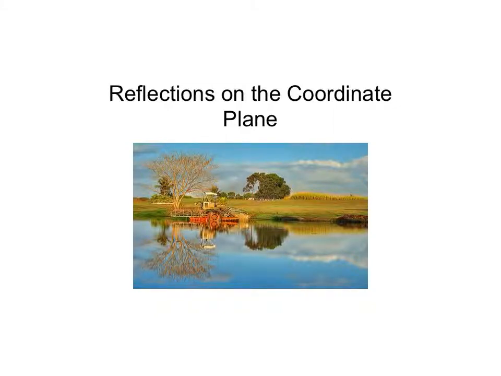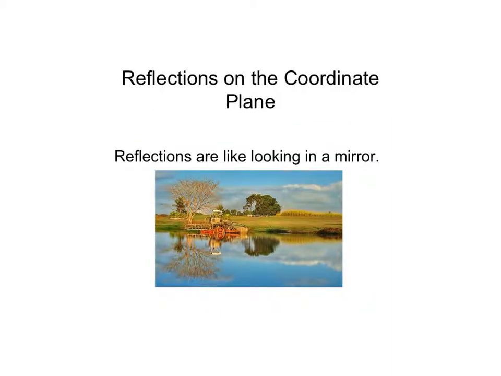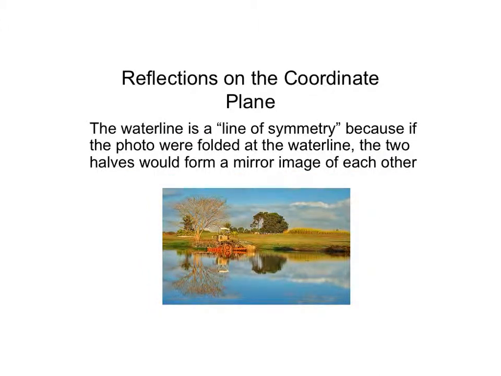This next section is on reflections on the coordinate plane. A reflection is like looking in the mirror. So when you see this picture, you see the reflection in the lake, and that right there is a reflection. In this example, the water line right here is a line of symmetry, because if the photo were folded at the water line, the two halves would mirror each other.